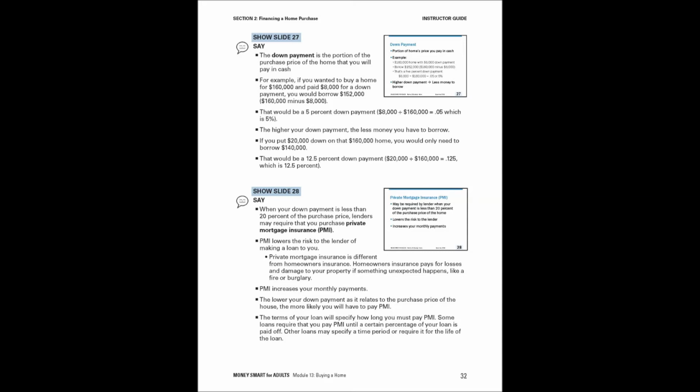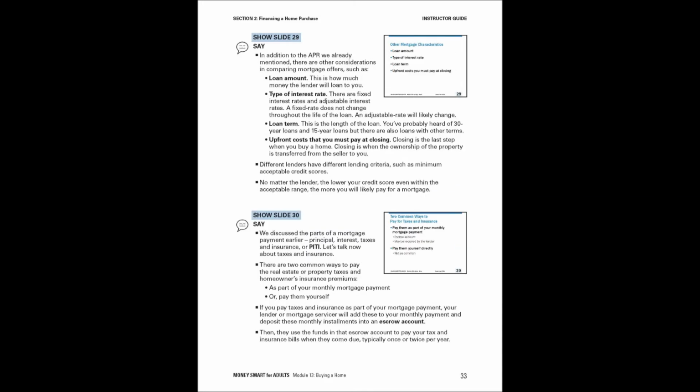And so you're going to have a discussion about this. Now, when a down payment is less than 20% of the purchase price, lenders may require that they purchase private mortgage insurance. In addition to that, there are some characteristics that you're going to talk about: loan amount, the type of interest rate, the loan term, and any upfront costs that they may pay at closing. So you're helping people to understand that these are all components of the mortgage.